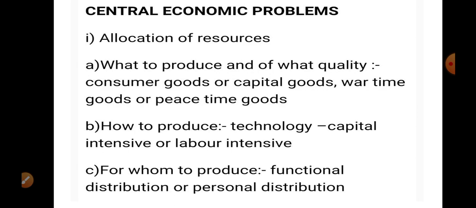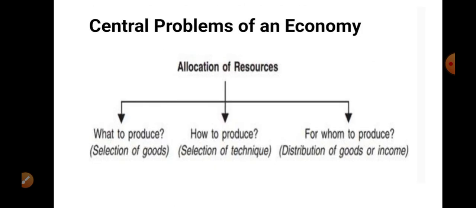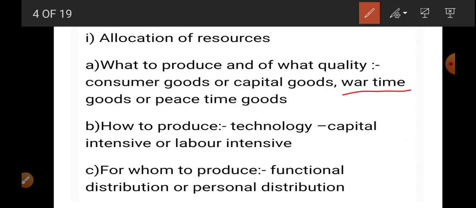When there is a decision of doing the production, if I talk about the type of goods, basically we divide it as war good, peace good, consumer good, capital good. If the economy is producing consumer goods, the standard of living is going to be high, but future growth is going to be low. If the economy decides to produce more capital goods, growth will be high in future, but present standard of living is going to be low.